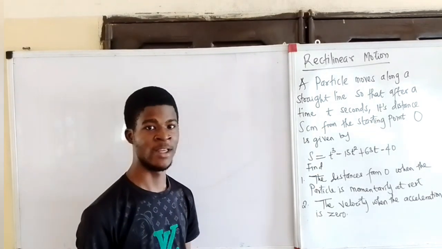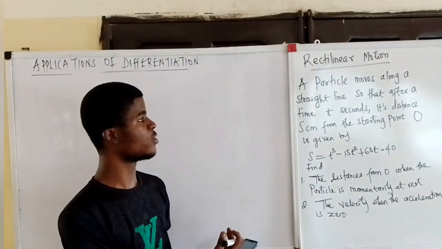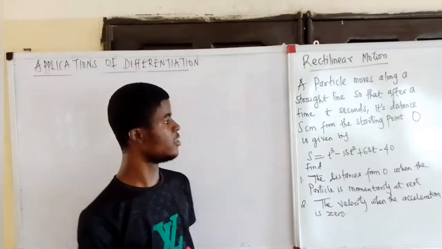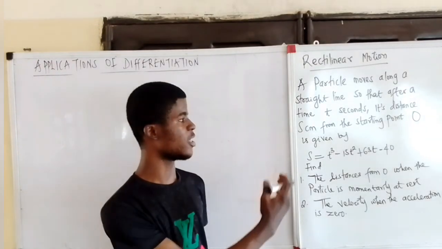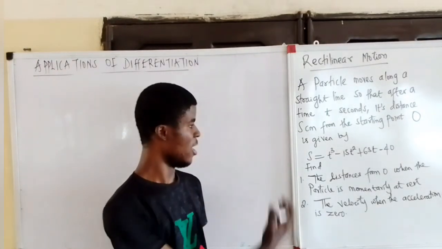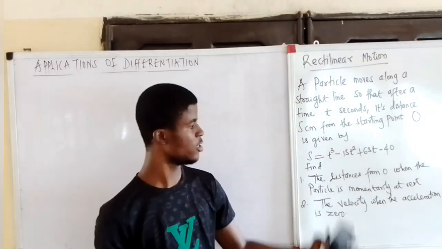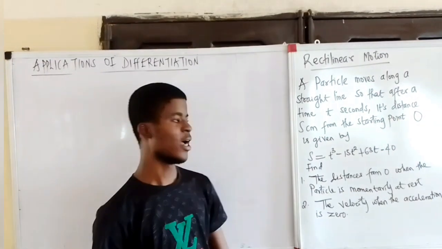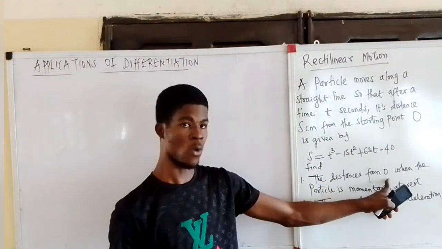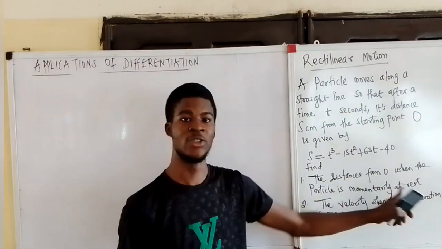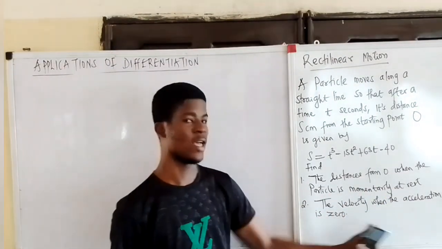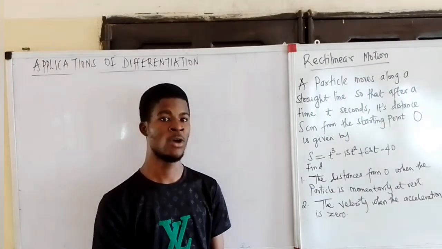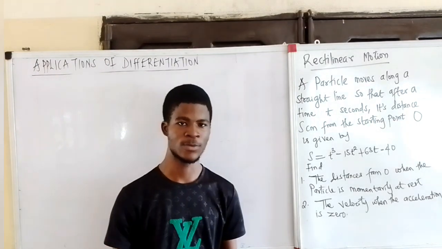Let's dive right in. The question says, a particle moves along a straight line so that after a time t seconds, its distance x centimeters from the starting point O is given by x equals t cubed minus 15t squared plus 63t minus 40. We are asked to find the distances from O when the particle is momentarily at rest and the velocity when the acceleration is 0. Watch this video to the end to see how the solution is gotten. Let's go.